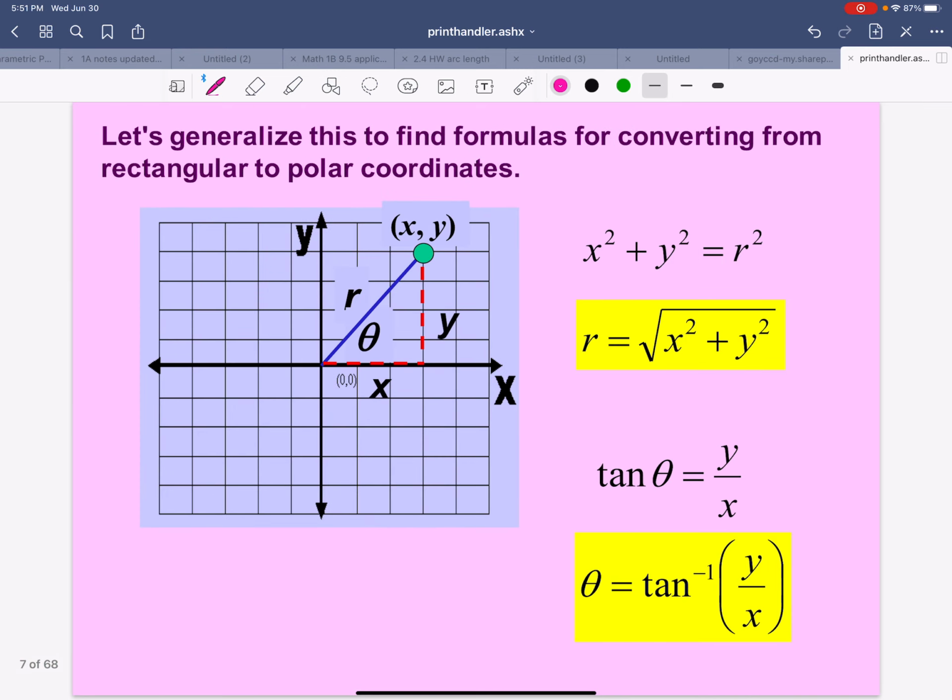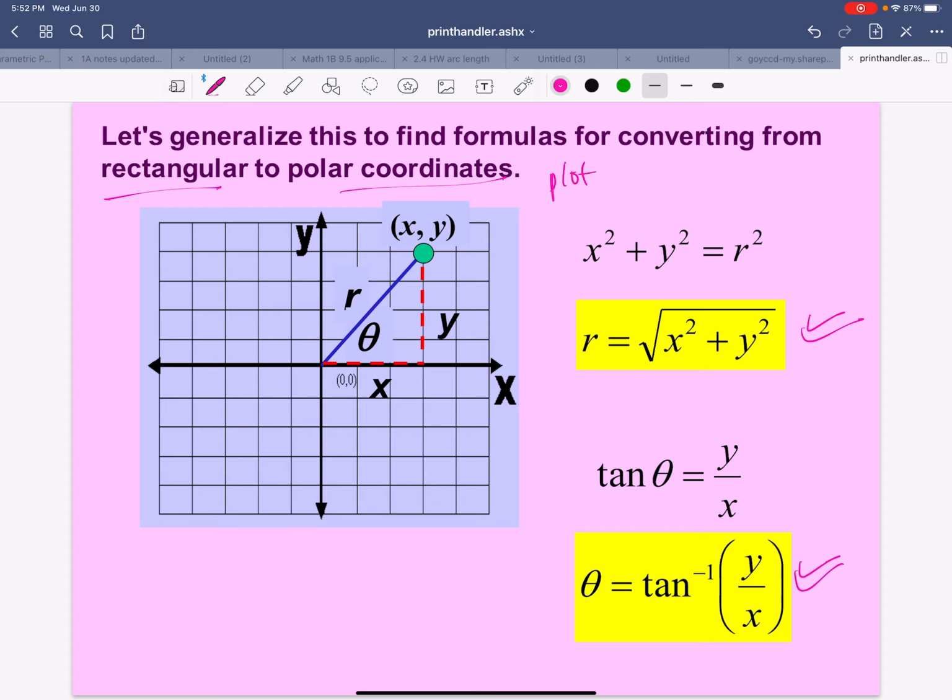Okay, let's see. So if we were to go from rectangular to polar, we're going to find r by using the square root of x squared plus y squared and find theta by doing tangent inverse of y over x. Now it's very important to plot your rectangular point.